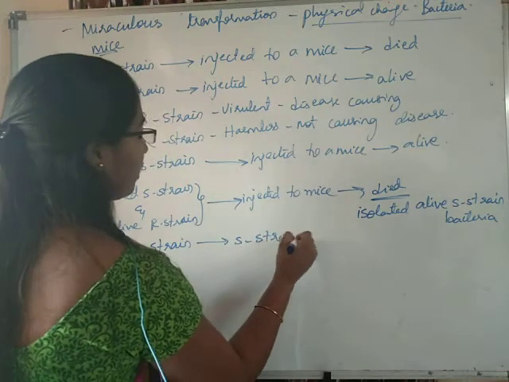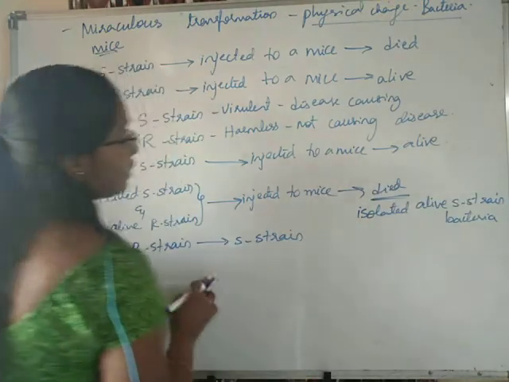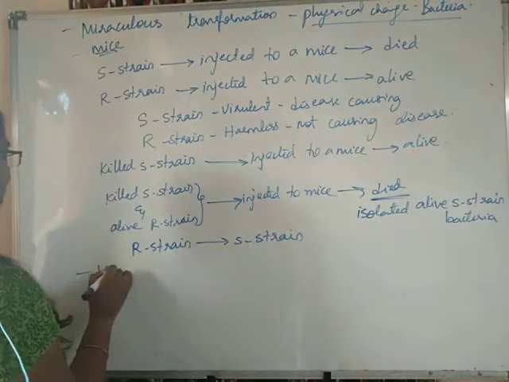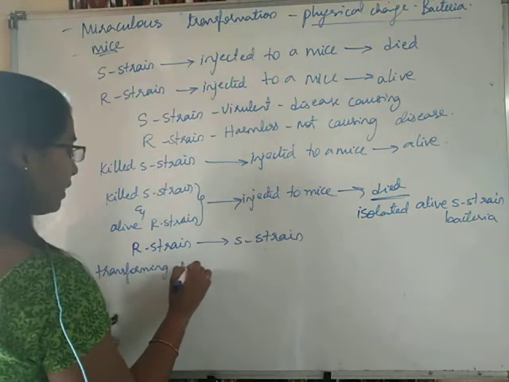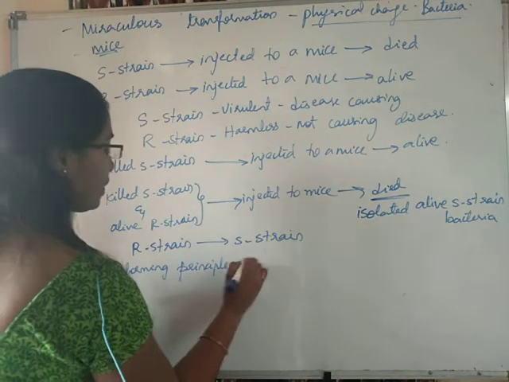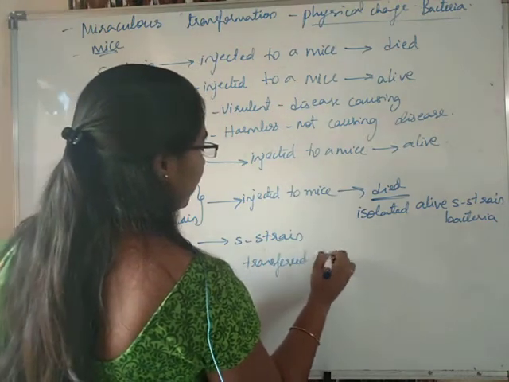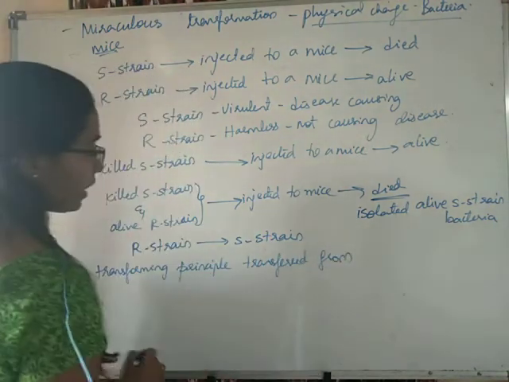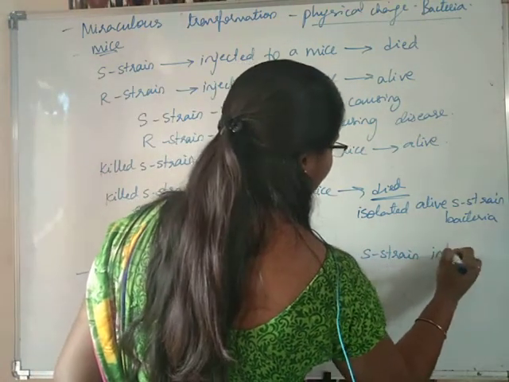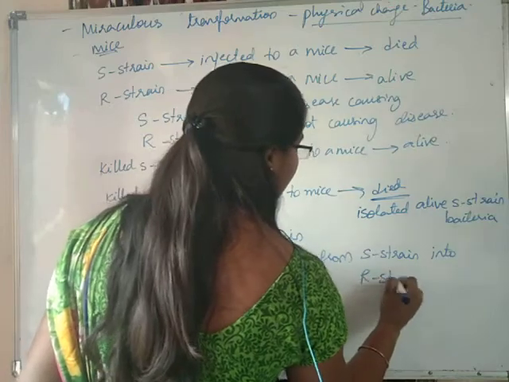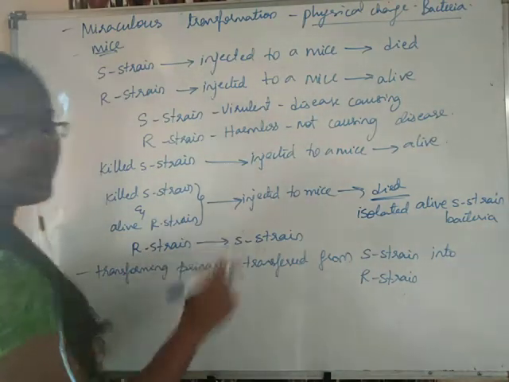Okay. So, this live R strains have become S strains. So he is saying that there is some transforming principle, which has been transferred from S strain into R strain. That is why this R strain has become the S strain.